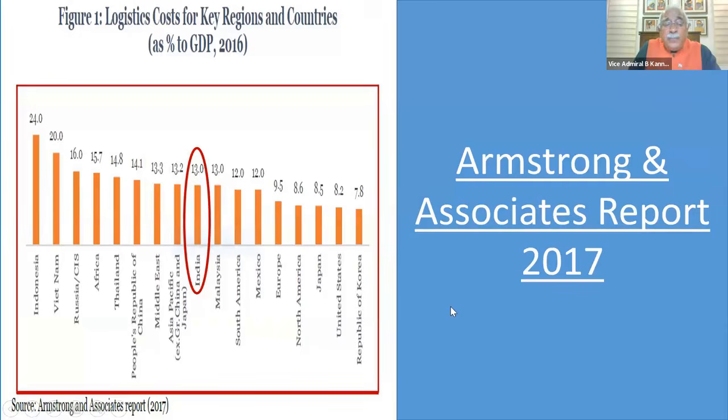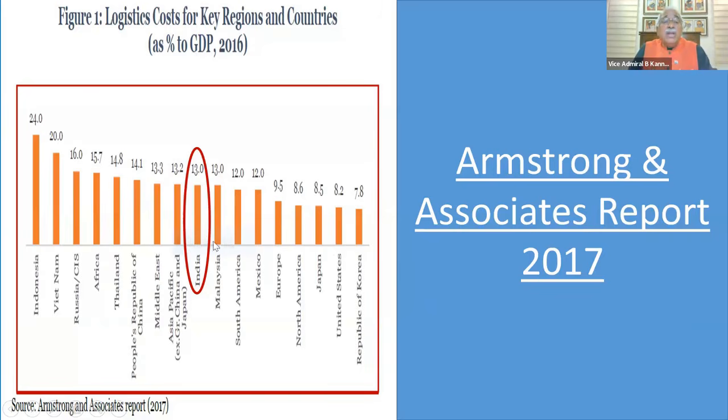Let's look at globally how we are. When it was done in 2016 by the Armstrong and Associates report, India was around 13%, I told you. And there are countries not so good as us, Indonesia, Vietnam, even Russia, etc. They all have higher logistic costs. But look at the ones which are lower: Korea, United States, Japan, Europe, all South America, all these are lower than us. And we want to come to the right and reduce our logistic cost as the years go by.